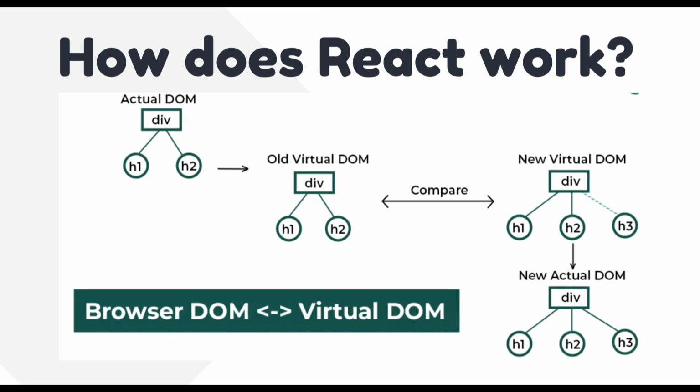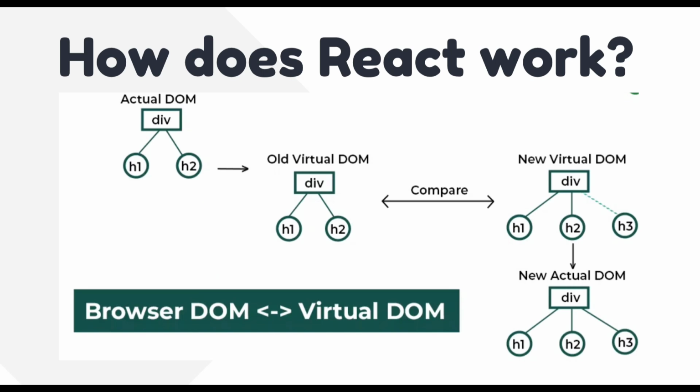Whenever you make changes, React compares the new virtual DOM with the old one, figures out the smallest update needed, and applies them to the real DOM. This process is called reconciliation, and it makes React very fast.